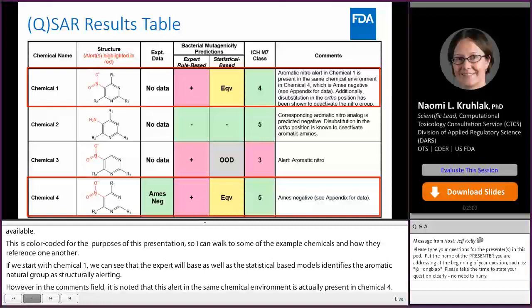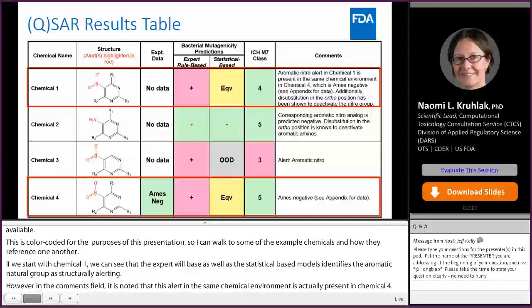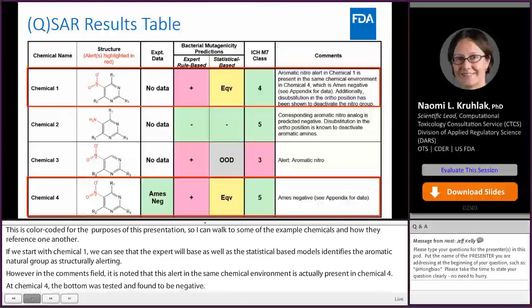So for that reason, chemical 4 can be assigned to ICH M7 class 5, so it can be treated as negative. And furthermore, that alert can be dismissed back in chemical 1 because the alert was present in the same chemical environment in chemical 4, and that was shown to be negative.